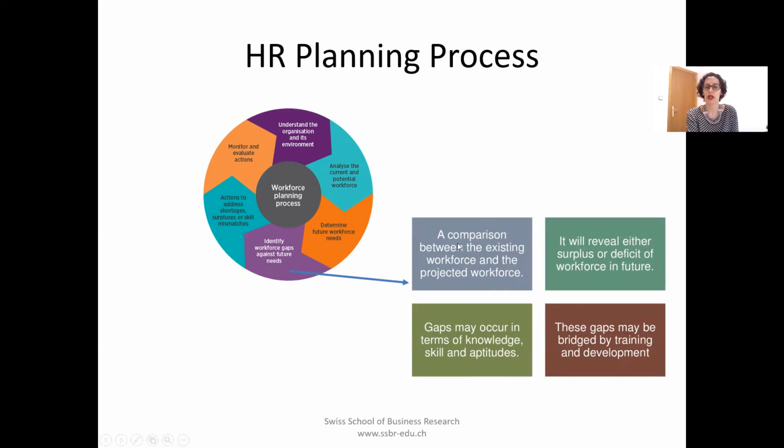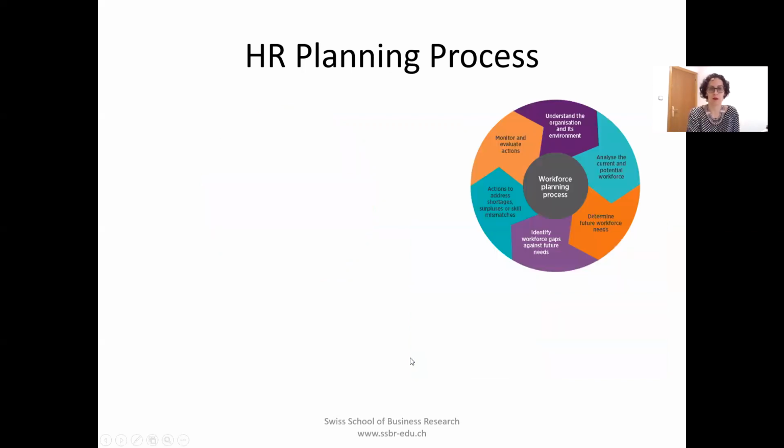Basically, we will be able to create a comparison between the existing workforce and the projected workforce in the future, which is going to tell us whether we have a surplus or a deficit or shortage of our workforce in the future. And these gaps don't necessarily have to be about the human workforce. They may not be, well, we're going to need 1,000 workers and now we only have 988. It may be in terms of skills, technology, knowledge, etc. And these gaps can be bridged by training and developing, etc.